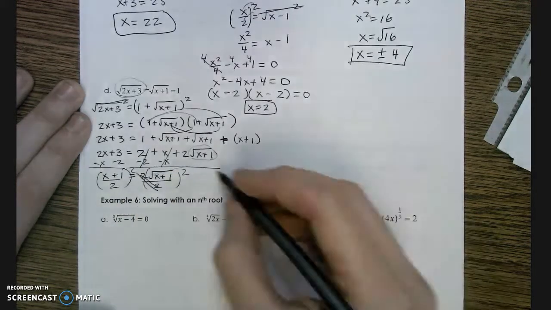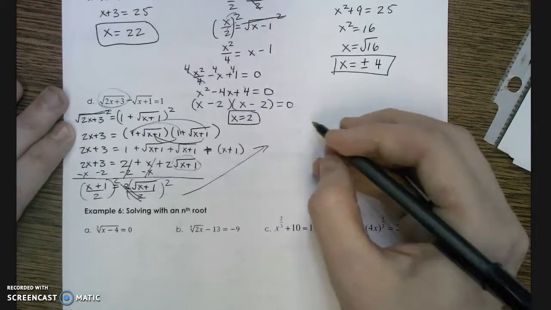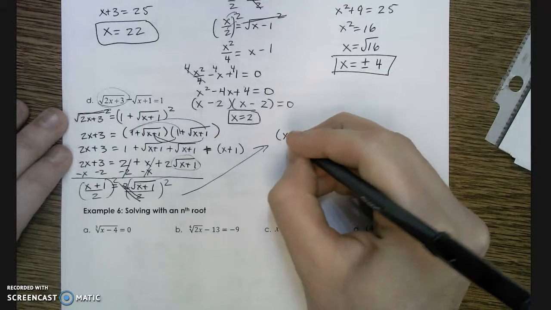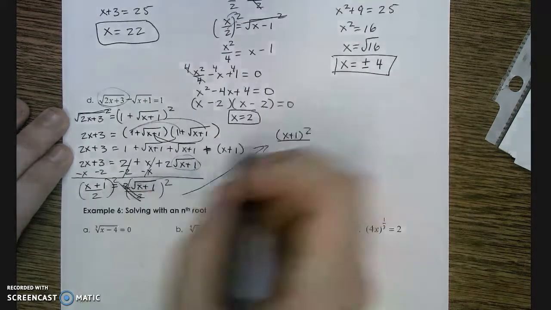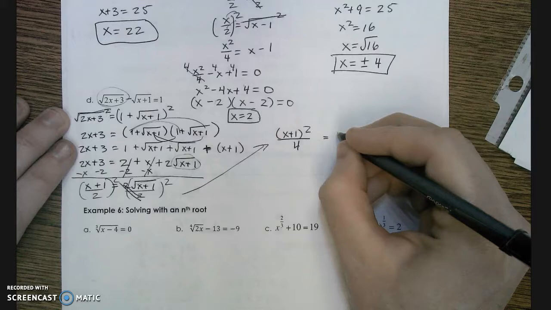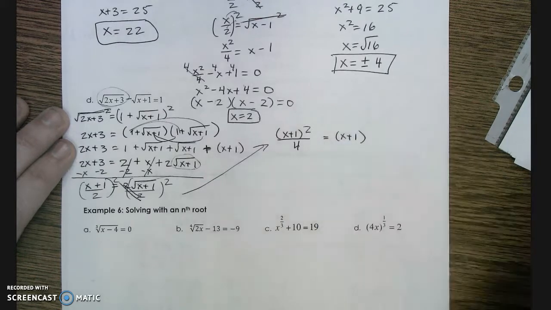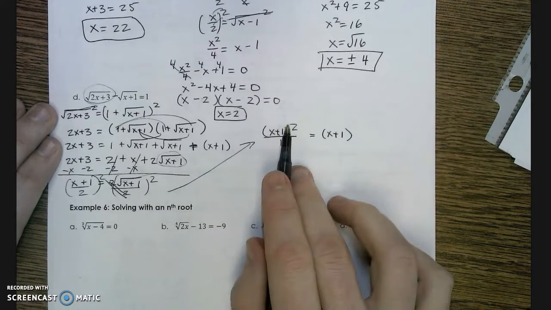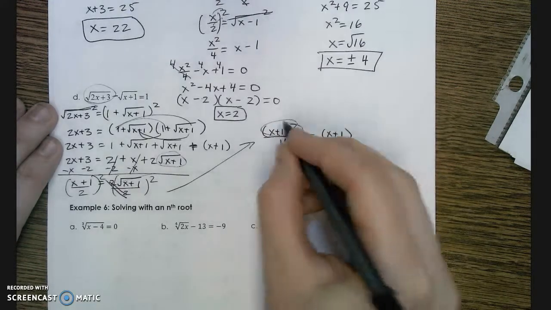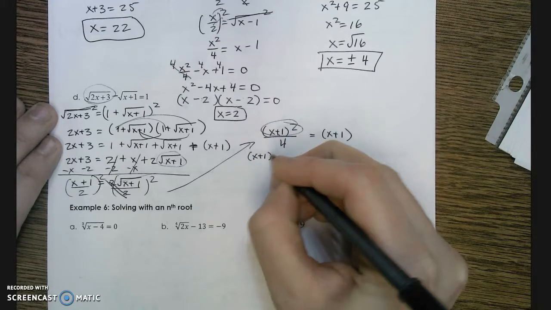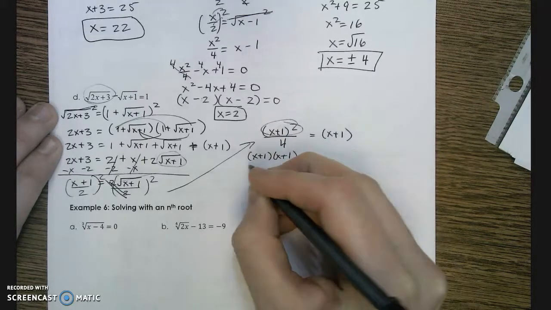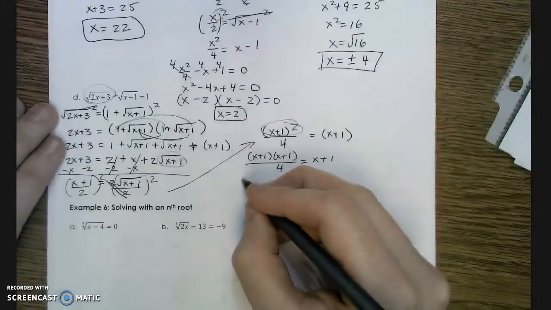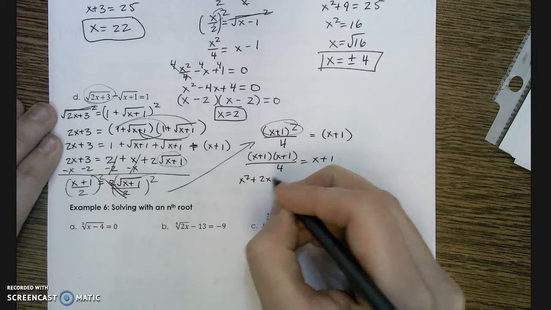to cancel the radical. So that gives me x plus 1 squared over 2 squared, which is 4, equals x plus 1. So the radical just went away. Here I need to FOIL that again. So if I FOIL x plus 1 and x plus 1, I will get x squared plus 2x plus 1.